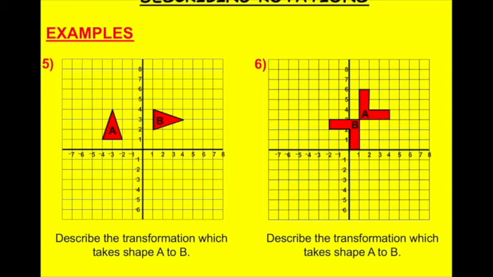Here we will do describing rotation, which is the opposite of the first part. Here we're given an object A and an image B, and the instructions say describe the transformation which takes shape A to B. If you remember at the beginning of the presentation, when it comes to rotation, you must know the direction, the angle, and the center of rotation.